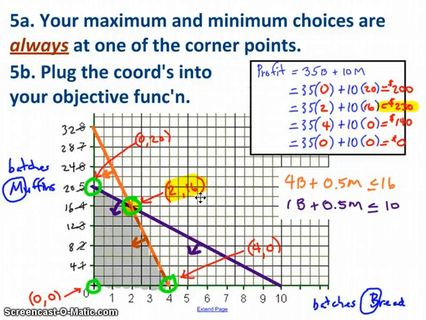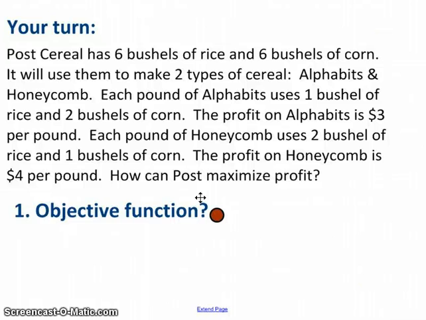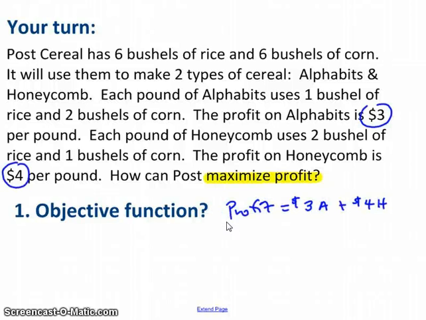So now let me give you a chance to use one. Here's a paragraph. Hit the pause button, read that to yourself, and then see if you can figure out what the objective function is. Okay, I'm going to assume that you've read it and you've at least thought of the objective function. In this case, what you're trying to do is maximize profit. So your formula for profit is going to be $3 times every pound, I guess it is, of alphabets, plus $4 for every pound of honeycomb.